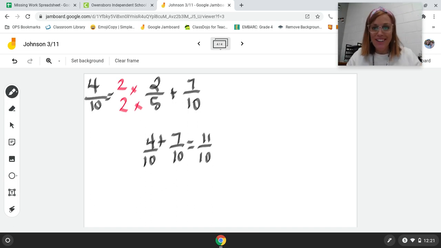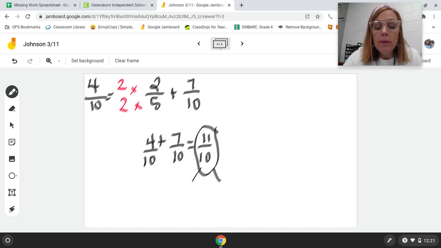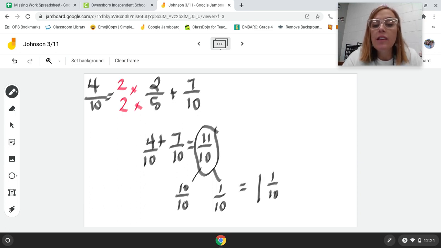Can I stop here? And hopefully you're used to saying, well, no, Miss Johnson, you can't. Got my number bond. I've got my improper fraction. A whole in tenths is 10/10. I need one more tenth to get to 11/10. 1 1/10 would be my final answer. Okay.